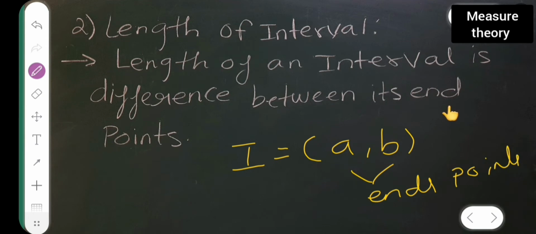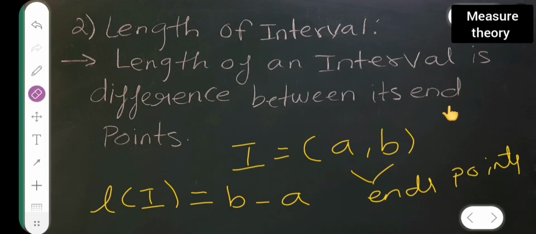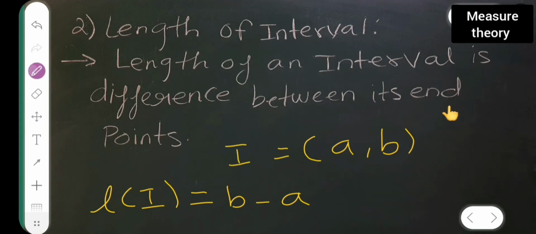Now length of an interval is denoted by L of I, and the difference between its endpoints is what? B minus A. Suppose I draw a number line, this part is important. So this is my A, this is my B. So the difference between its endpoints will be B minus A.